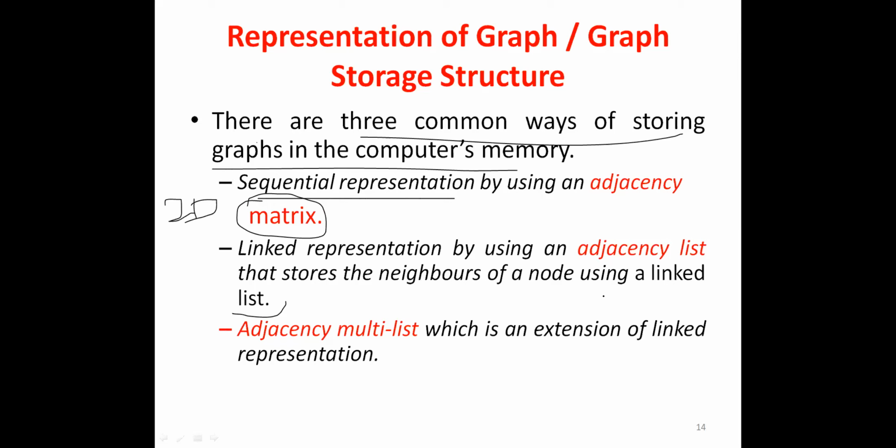So we say a graph is a data structure. To store the vertices or edges in memory, I may use some other data structure also, right? I'm using a linked list, which we call an adjacency list. And there is the adjacency multi-list. This is not part of the syllabus; only the first two are in the syllabus. We'll see what a multi-list is, which is an extension of the linked representation, so it is an extension of the second one.